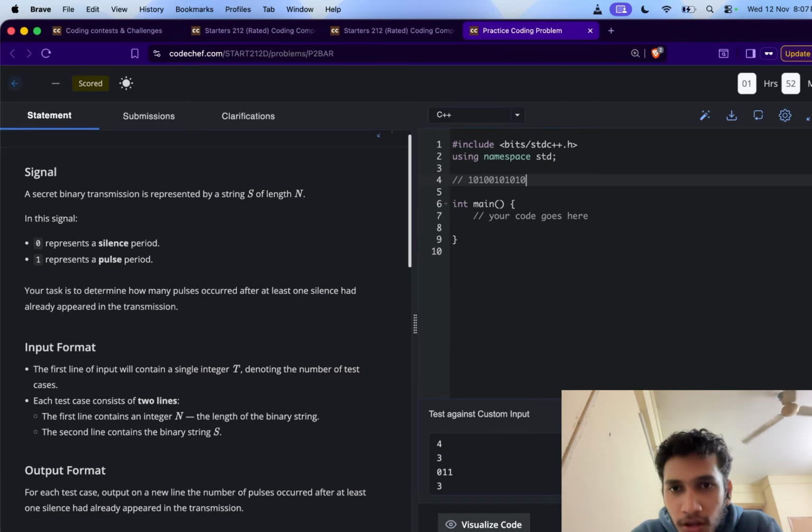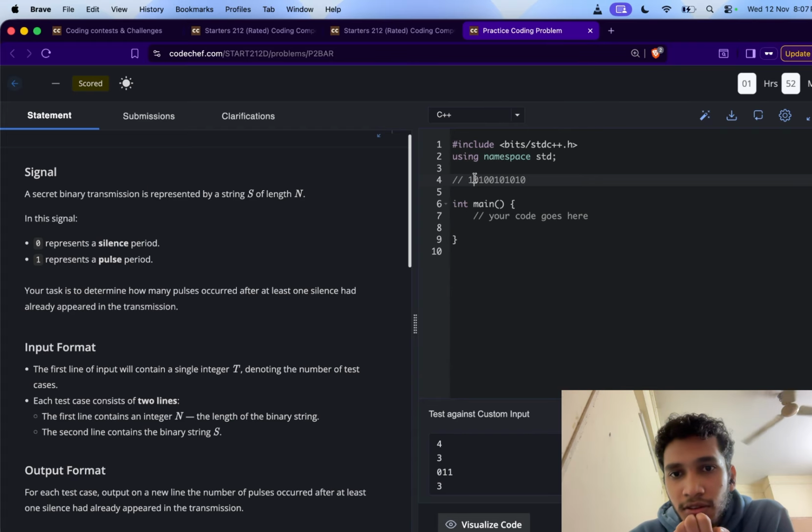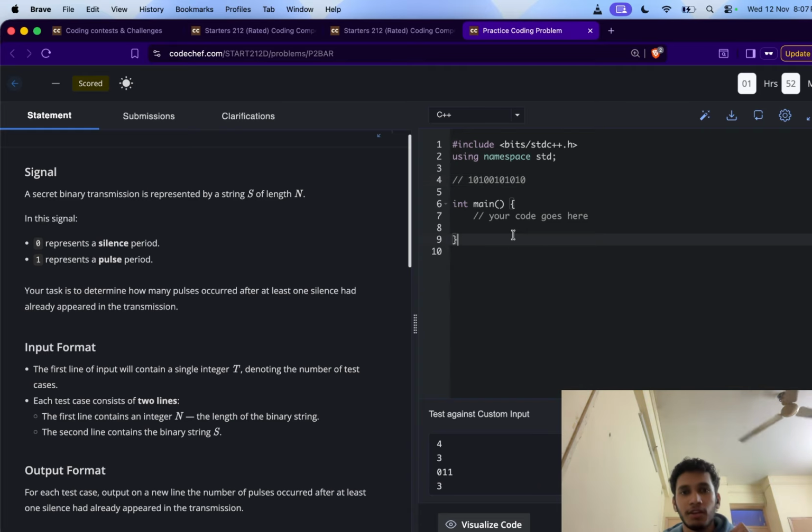Let's say this is the string given to me. What is a silence here? This 0 is a silence, and we need to calculate the number of pulses after at least one silence has appeared. That is the number of ones present after this 0, the first appearing 0. So what is the number of ones? 1, 2, 3, 4. That is our answer.